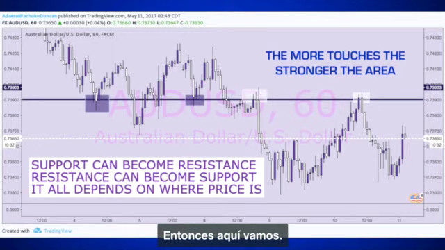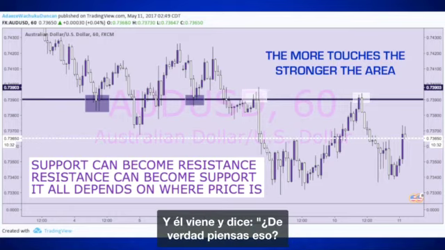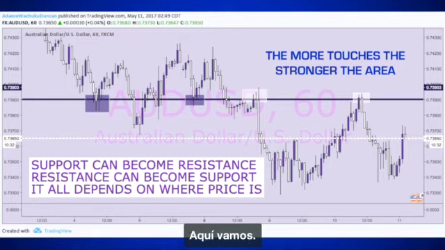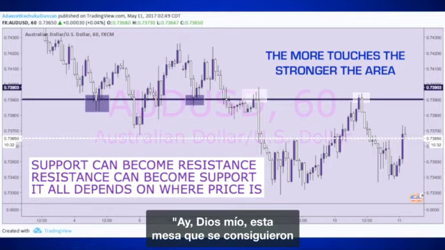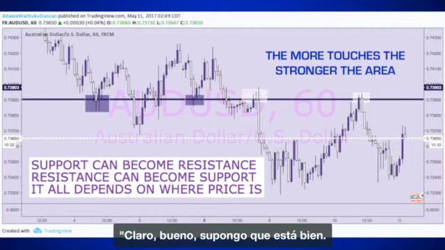So here we go. A friend comes over and says, oh my gosh, I love the table. It's amazing. Oh, I just love it. He's like, you really think so? You really like that table? I don't really know. Here we go. Another friend comes over another day. Oh my gosh, this table that you got is so perfect. It just fits the area well. And he still looks at the table. Yeah, I mean, it's okay, I guess. I don't know. I really don't know about it.